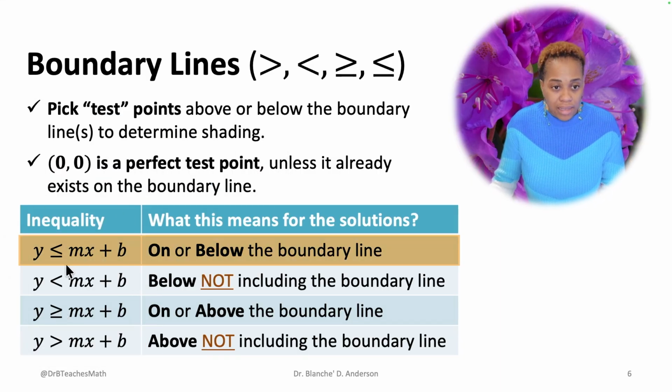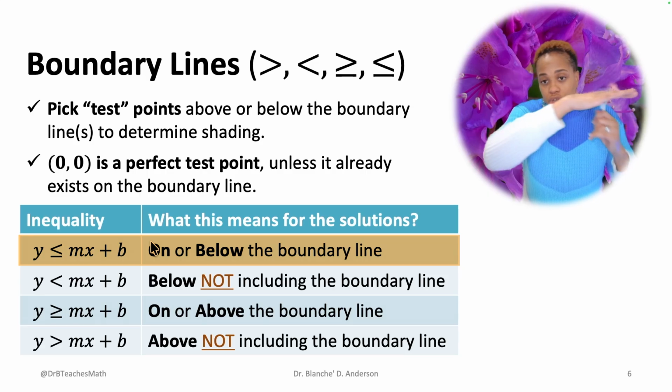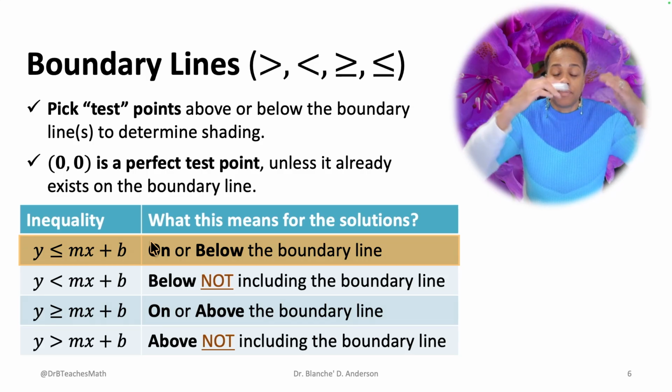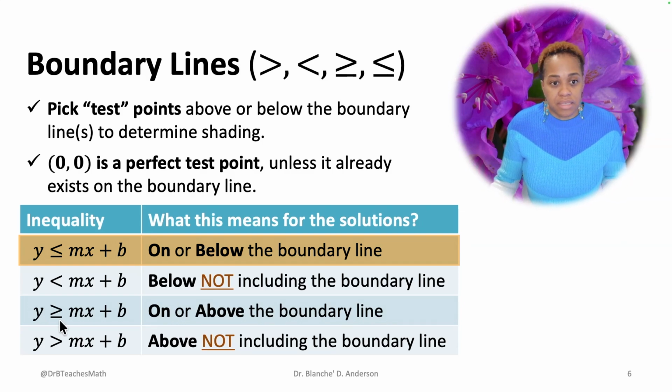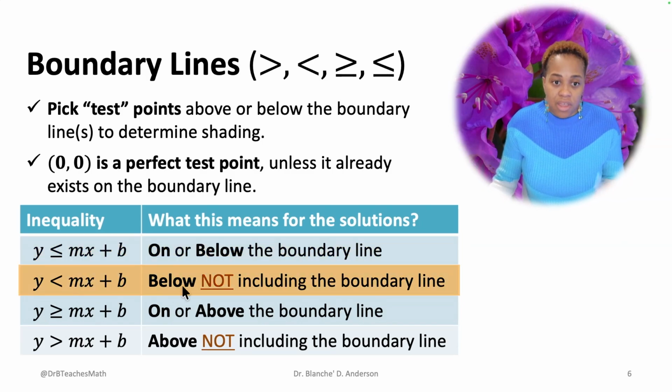So if it's y less than or equal to mx plus b, that means you're going to shade on or below the boundary line. Depending on how your line looks, if your line is vertical, we'll do some top and bottom, or if it's slanted, you have left or right. So that's what that means. If it says less than, you're going to shade below, but not including the boundary line. This is where you're going to have a dotted line, okay?